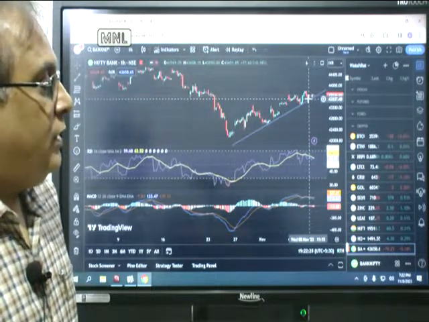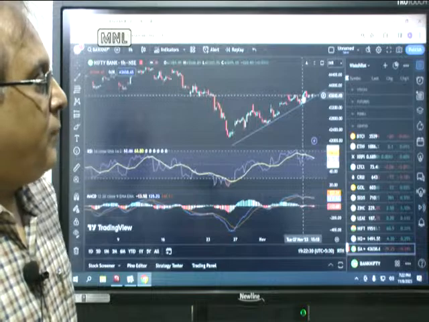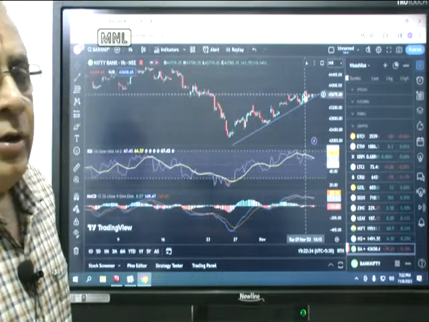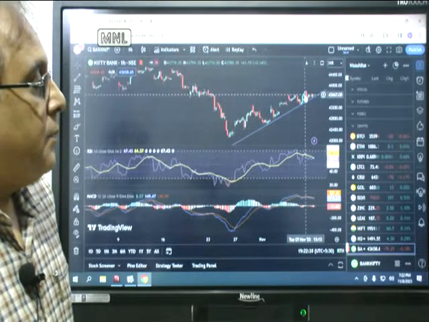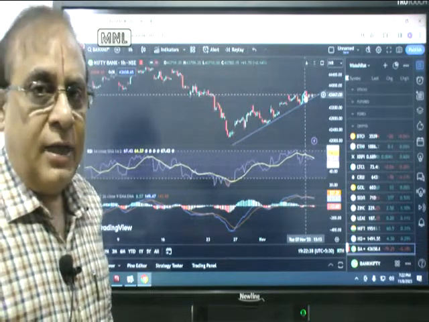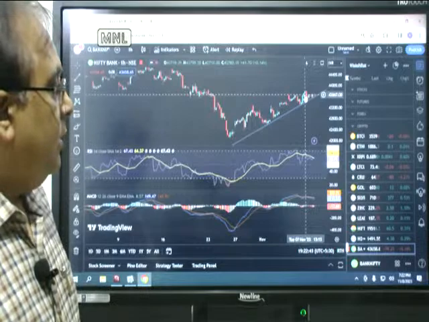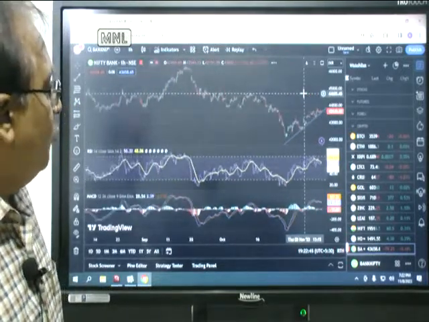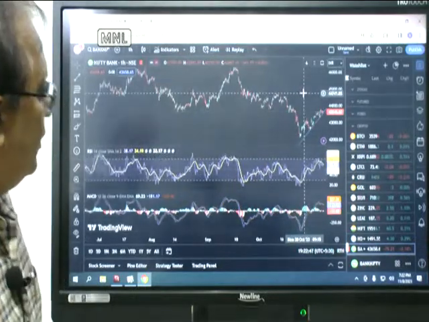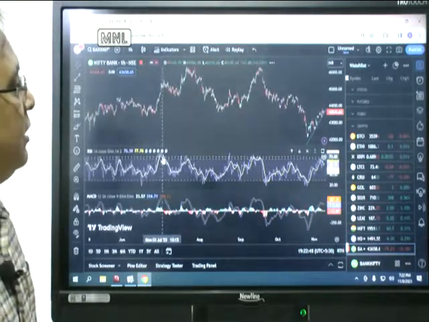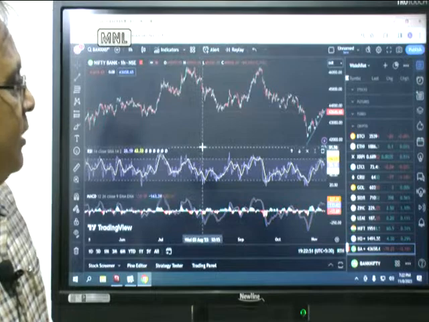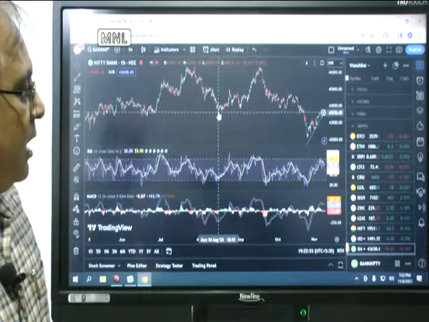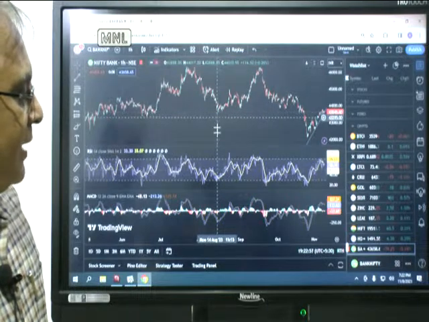Now this is based on the fact that there is a topping out pattern here, and the topping out pattern has been identified because of the divergence between the price and the indicator. Now the same thing could have happened previously also. So let's look at this place in the hourly chart. Here price has gone down, but the RSI indicator is above and MACD is also above.